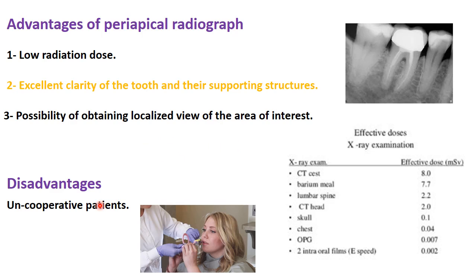A periapical radiograph has one disadvantage: this type of radiograph cannot be used for uncooperative patients, which means patients who have a gag reflex and cannot stand putting the film inside their mouth for a few moments. That's why it's considered a disadvantage of periapical radiograph.